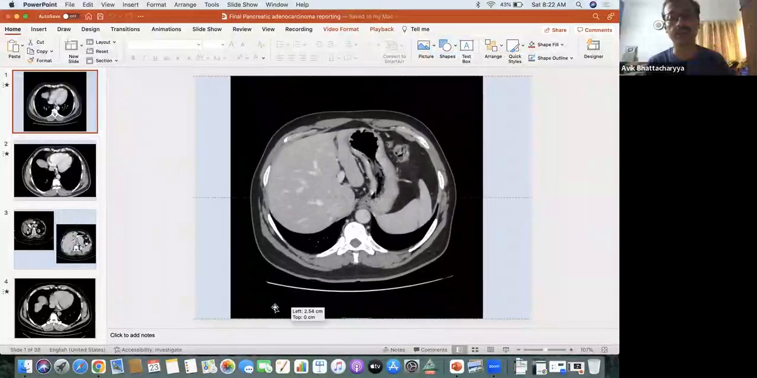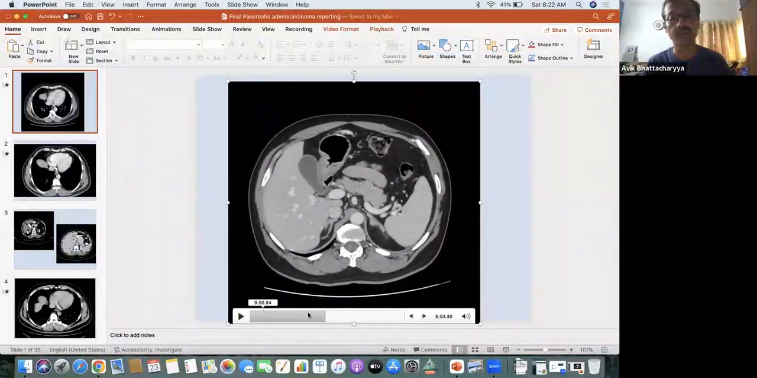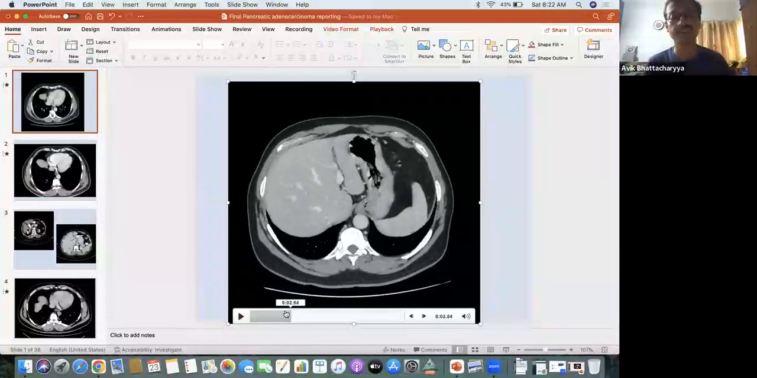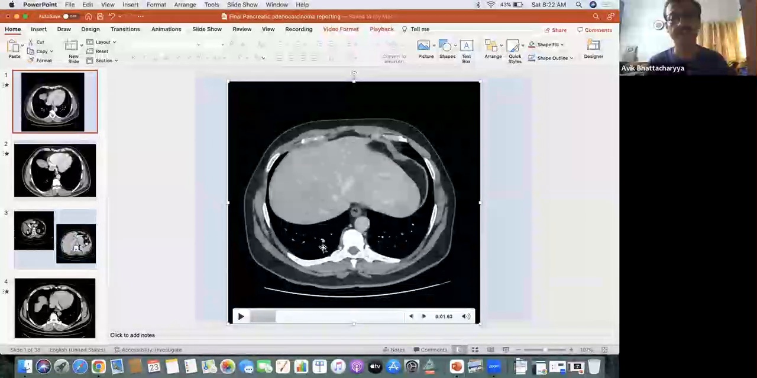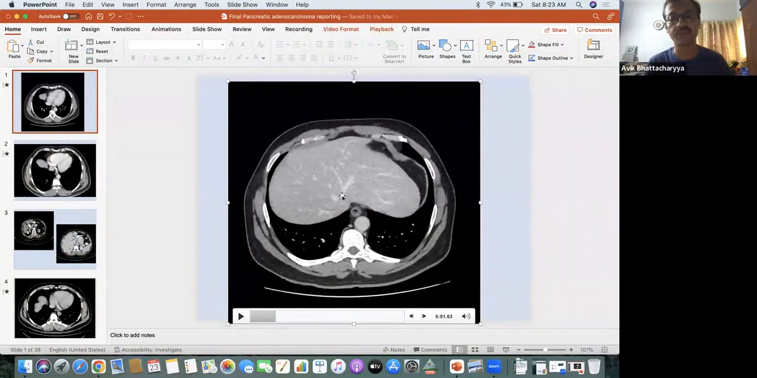I am really struggling with this technical thing. If I fix it here, this is the right hepatic vein, this is the middle hepatic vein, and this is the left hepatic vein, right?